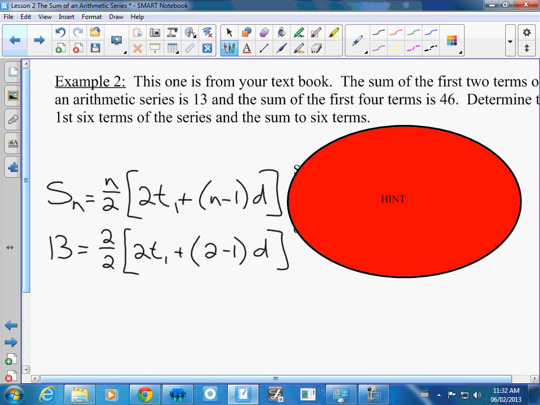Guys, what's 2 times 2? That's 2 divided by 2, 1. So does that have anything to do with the rest of this? No, okay, so let's deal with the middle part. So 13 equals 2t1, plus, no, not just plus 1, plus d. What is 2 times 1? 2, minus 1. 1 times d is just d. So plus d. I could actually write plus d. That would help. Oh, wow, that reduced down pretty nicely, didn't it?